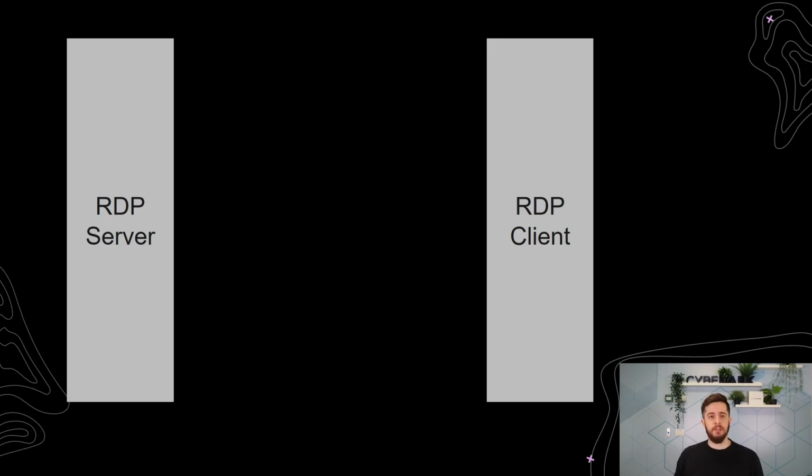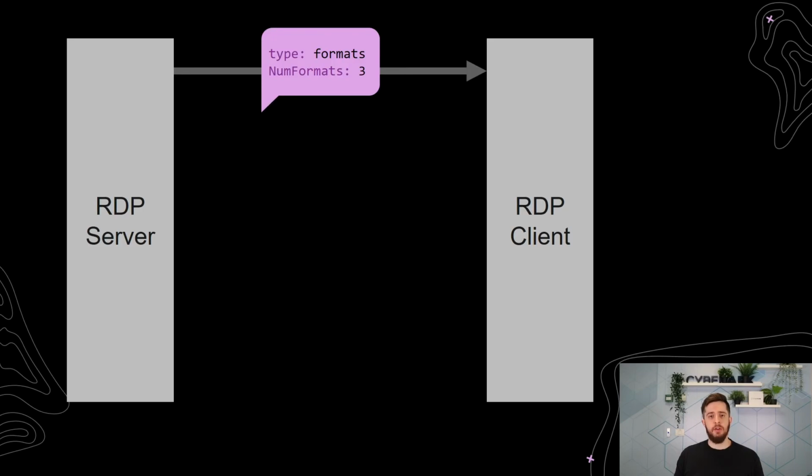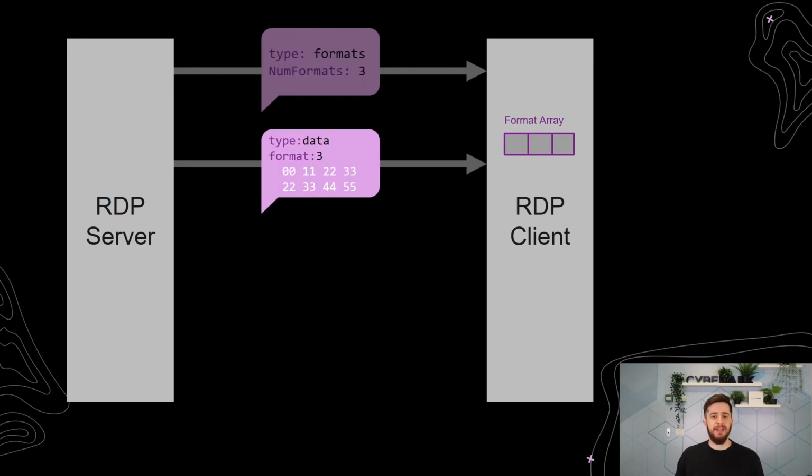So it starts like the legitimate flow. The server sends a list of 3 formats that it supports. The client then allocates the array of those 3 formats. Then the server sends data in format 3, and the client can process it normally with no issues. Now, this is where it gets interesting.